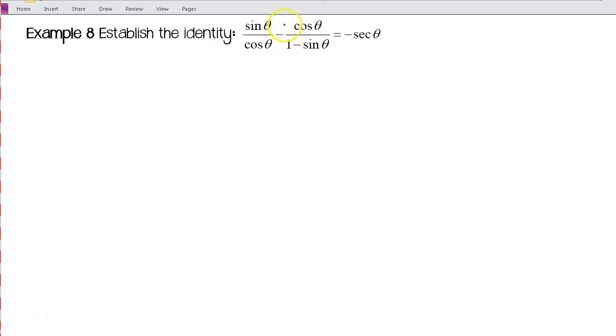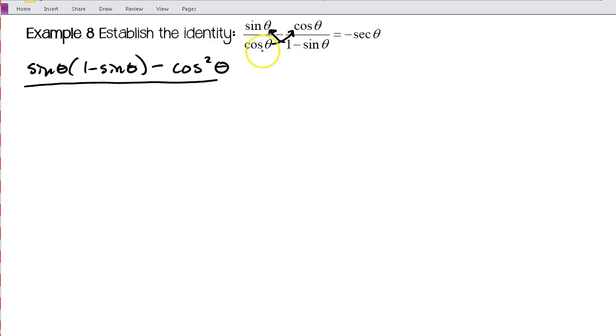Remember, this is our little shortcut for finding a common denominator. So I'm going to multiply up and to the left. So I've got sine theta times 1 minus sine theta. And since this is a subtraction problem, I have minus, and then I'll multiply up and to the right. Cosine theta times cosine theta is cosine squared theta. And then I multiply my denominators. So I've got cosine theta times 1 minus sine theta.